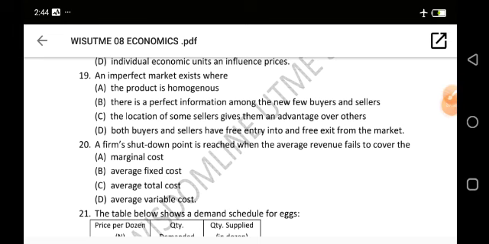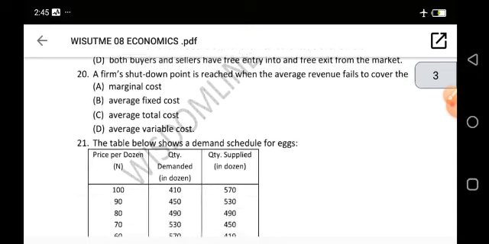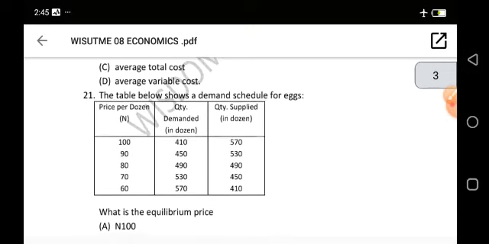Okay. I would like to stop at 20 because of the time frame. I want you guys to also be able to go through some of these questions yourselves. Let's see 21.